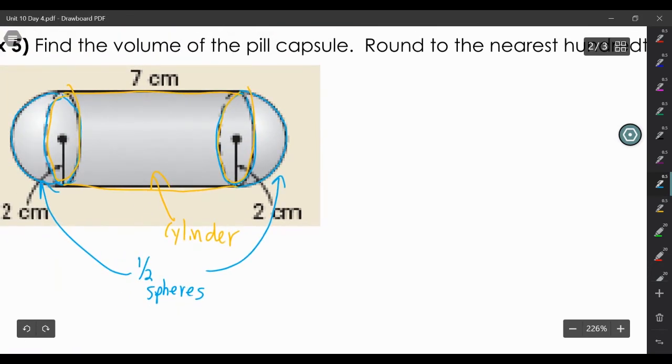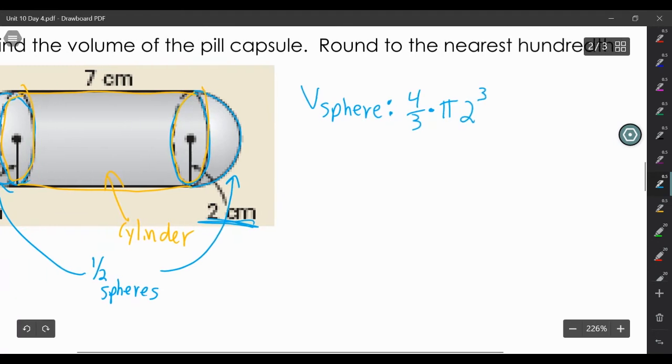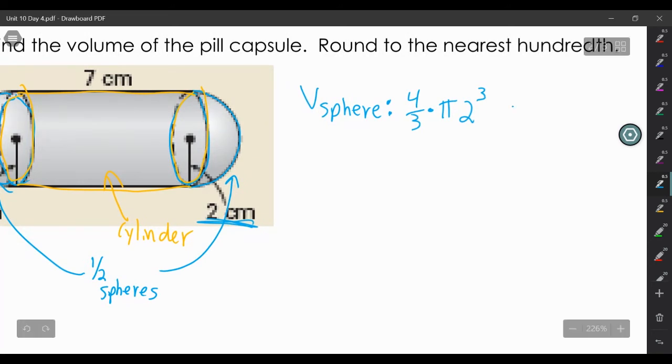So let's find the volume of the sphere, and that's going to be 4/3 times pi times the radius cubed. Well, they're telling us the radius is 2 right here. So 2 cubed. The directions say round to the nearest hundredth, so we're just going to type that into the calculator. And that's going to give us 33.51 cubic centimeters.